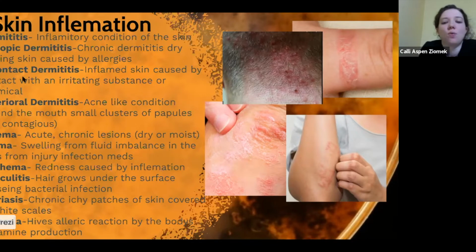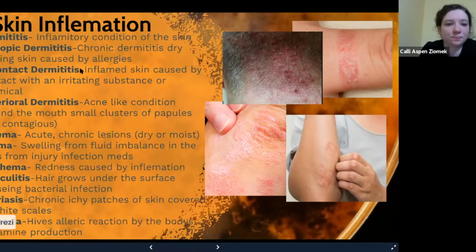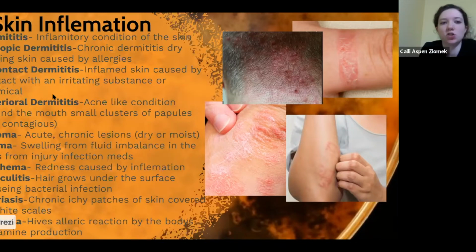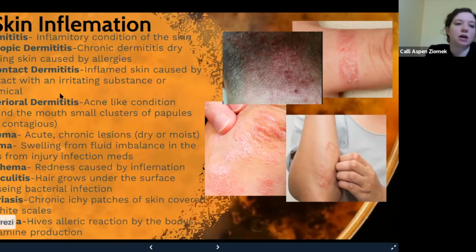So this is when you are just allergic to pollen, or you have seasonal allergies, you'll get atopic dermatitis. Contact dermatitis is inflamed skin by contact with an irritating substance or chemical. So this is if you actually touched more of those aggressive chemicals, you'll get contact dermatitis. Sometimes you'll get contact dermatitis if your skin just doesn't like it. So you could have contact dermatitis from touching fabric softener. You could have contact dermatitis by using certain soaps or certain cleaning chemicals in your house.